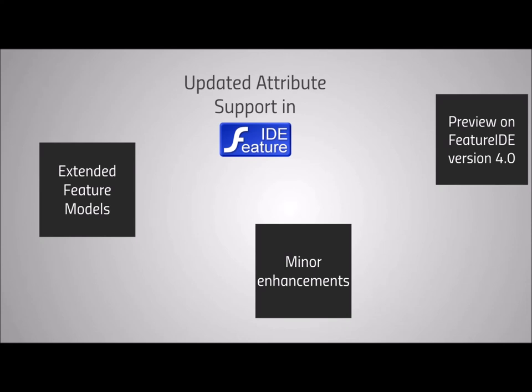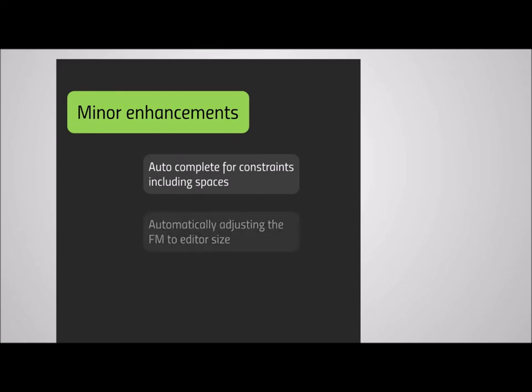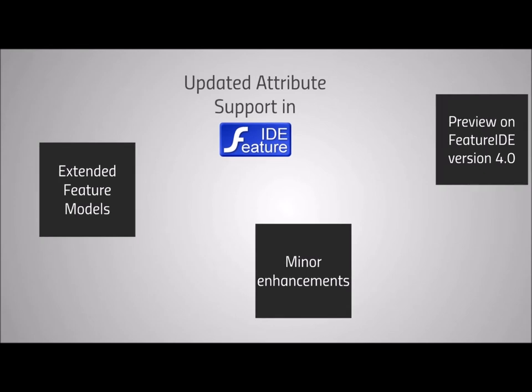Other minor changes include autocomplete for features containing spaces, automatically adjusting the feature model to the editor size when opening it, and automatically renaming newly created sibling features. This concludes our section for version 3.8.